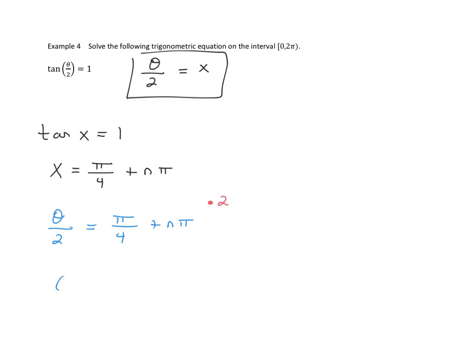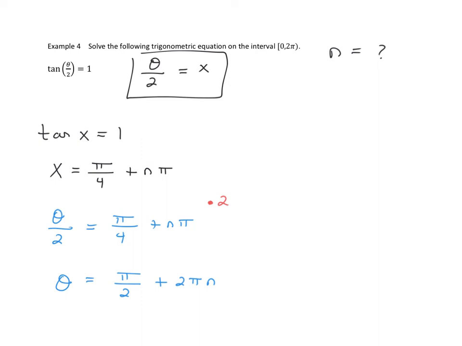And when I do that, I have theta on the left. And if I multiply these two things by 2, I get 2 pi over 4, and that's the same thing as pi over 2. And then I have 2 pi n. So this is theta. I want all the values of n that make that theta fall within this interval from 0 to 2 pi. So which values of n are we allowed to use?